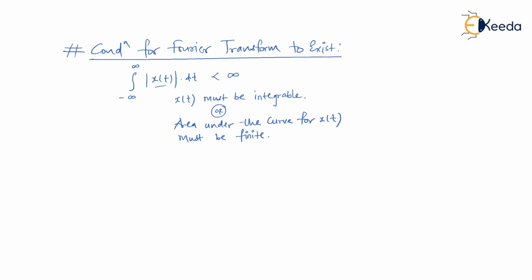For sure, Fourier transform does exist. But if this condition is not satisfied, then I'm not 100% sure whether the Fourier transform exists or not. I hope you are clear with this. So this condition is called a sufficient condition, but it is not called a necessary condition, right? So I would keep a note of it.